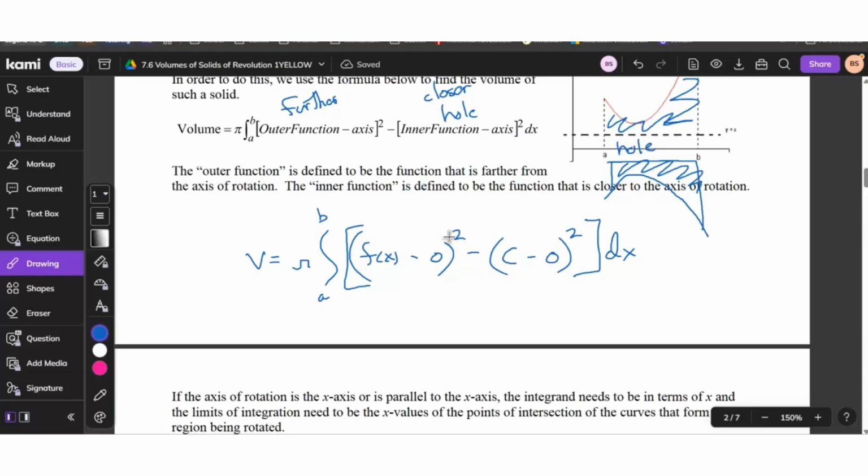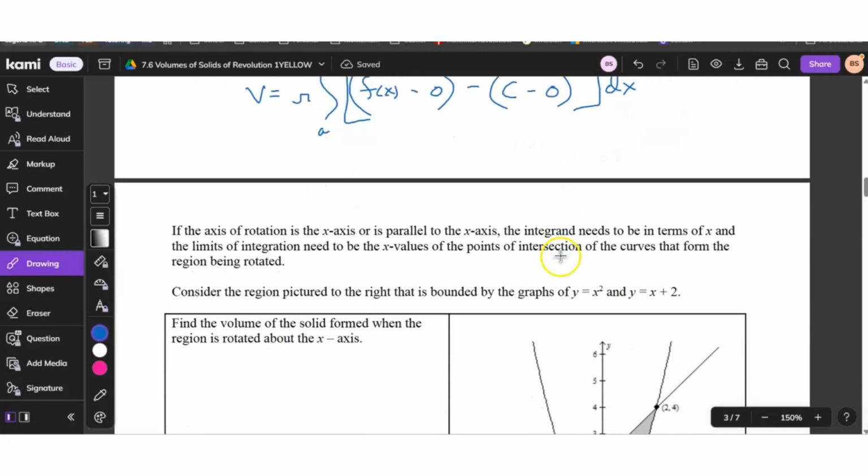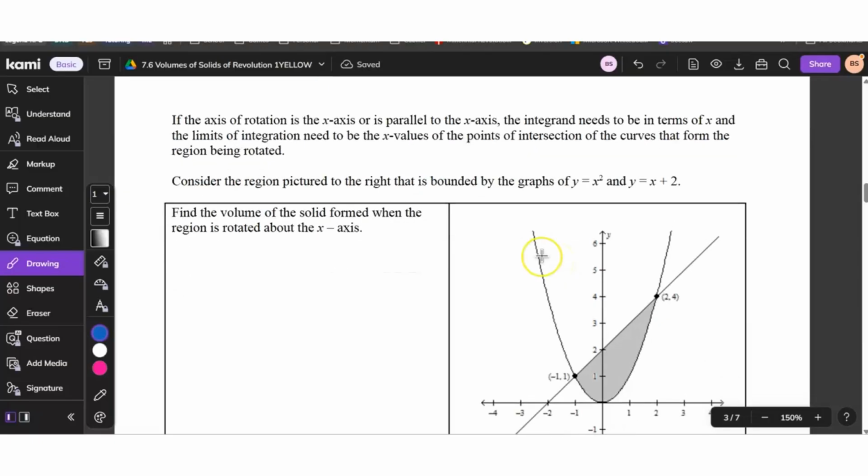But the middle doesn't have to be 0 if we're rotating it around something else, and they do mention that. So that's why for now it's easy. We always start with it easier and we're going to build it up. Our axis of rotation is going to be 0 because that's much easier for us to understand. All right. If the axis of rotation is parallel to the x-axis, then the integrand needs to be in terms of x, and the limits of integration need to be x values.